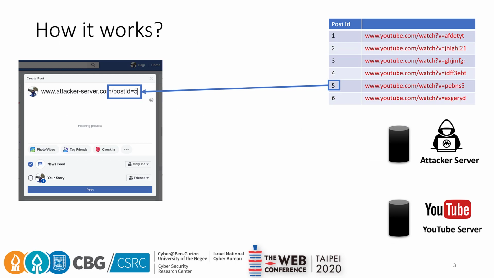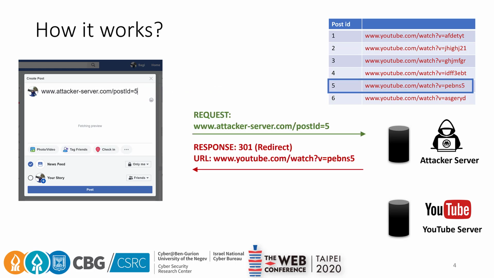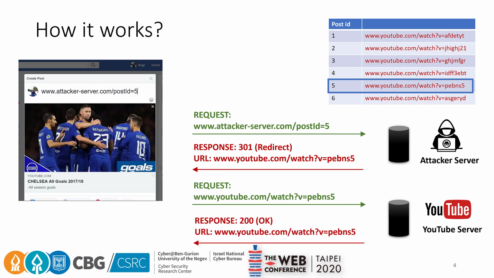So, how does it work? An attacker creates a remote server containing an external links table. He posts links pointing to his server in a way that each link contains a post ID. At the time of posting on Facebook, Facebook will display a link preview according to the URL linked to the post ID from the attacker's server.